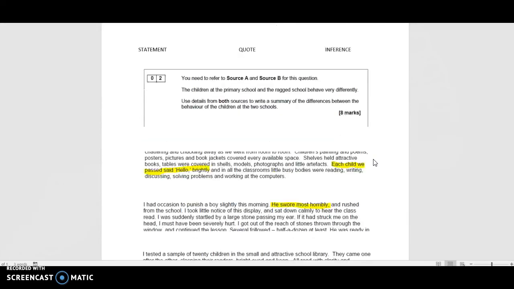And then we'd have two differences. So state the differences with a quote, but then please do remember, sum up that difference with your own inference, your own idea. What does this tell you about the texts?